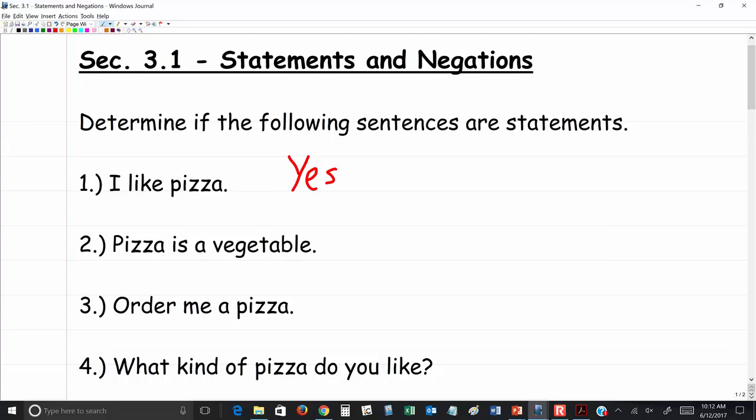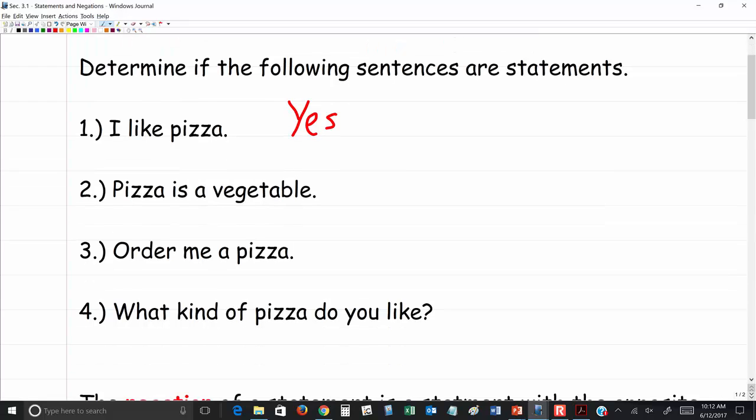Okay, so pizza is a vegetable. That is a statement. Order me a pizza. That is not a statement. That is a command, so it wouldn't make sense to say whether this is true or false. And then number 4, what kind of pizza do you like? That is a question. That is not a statement. It is neither true nor false. It's a question.